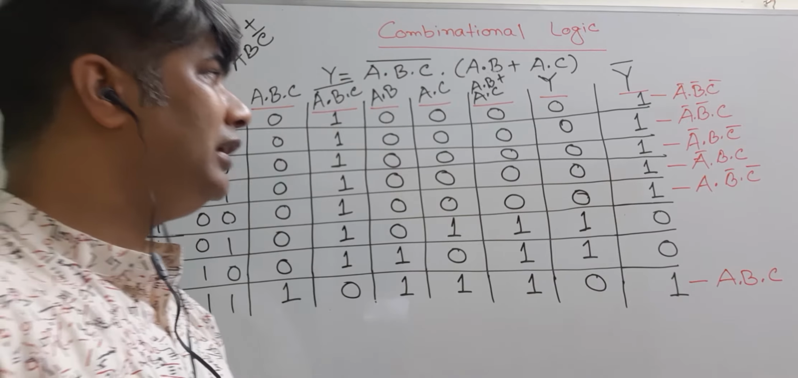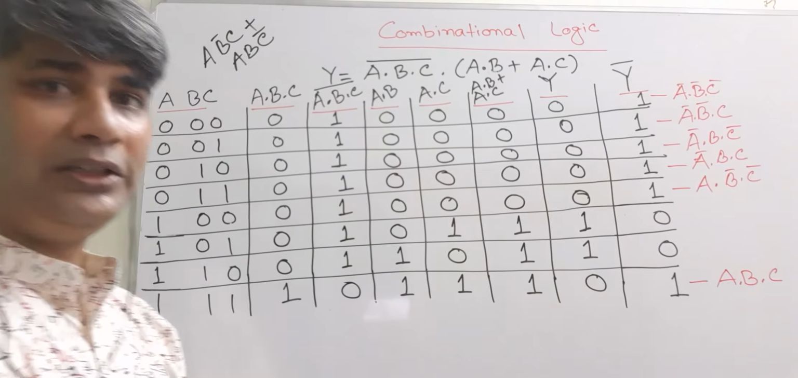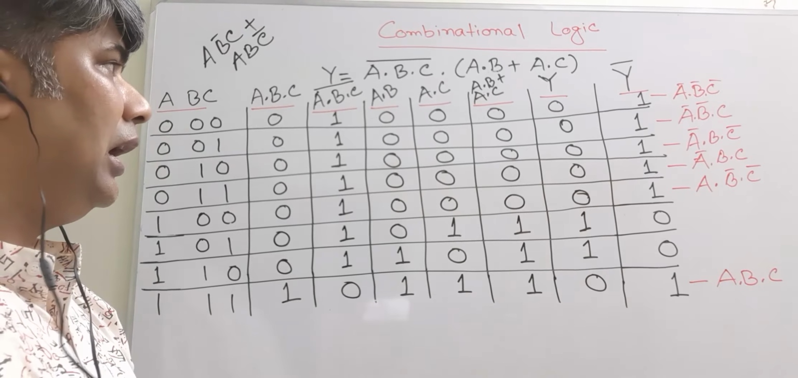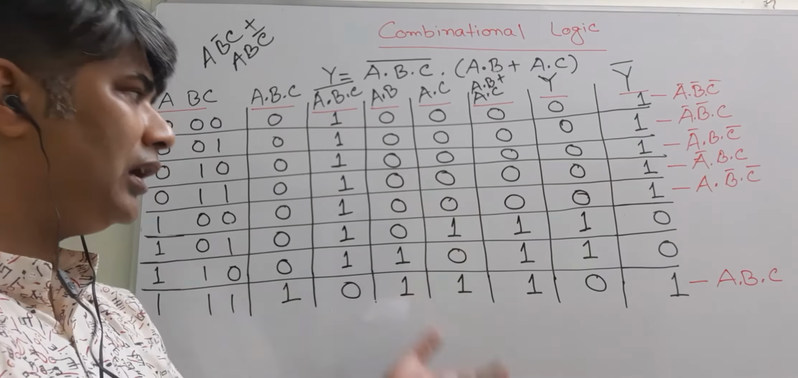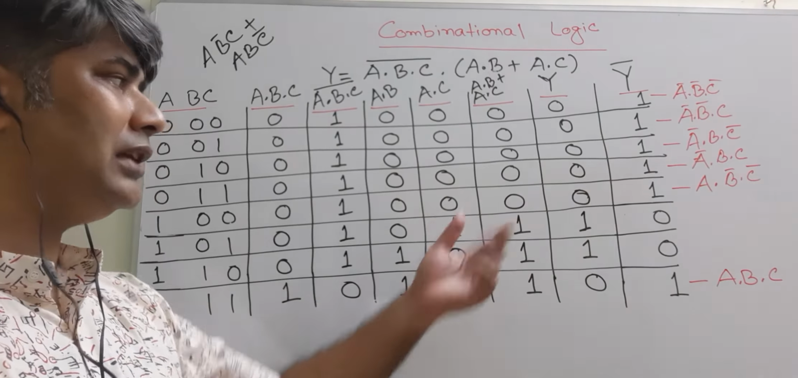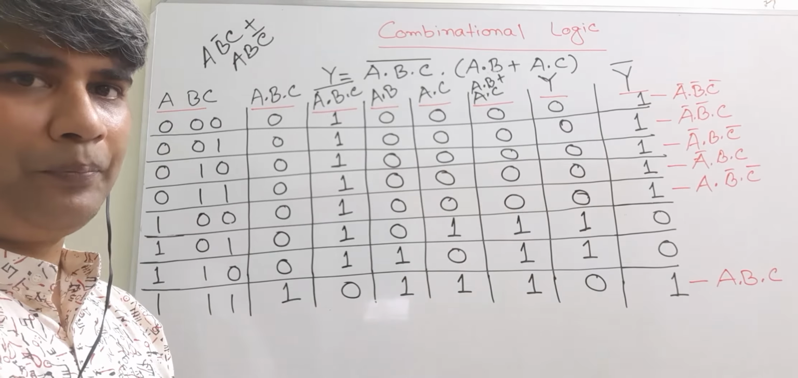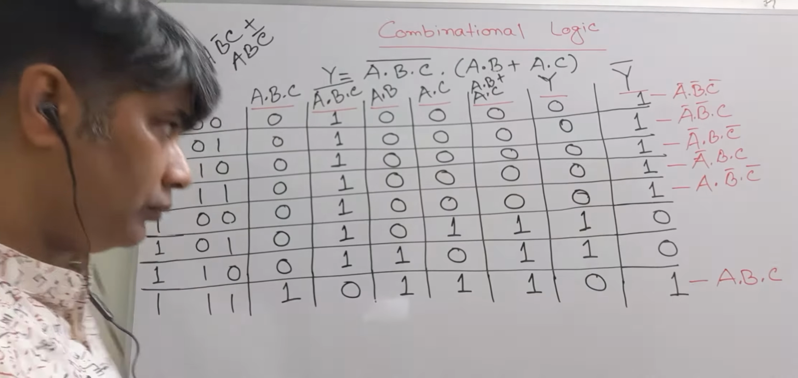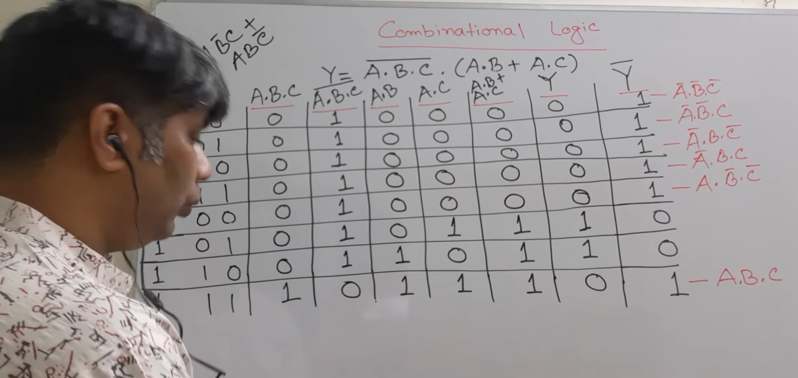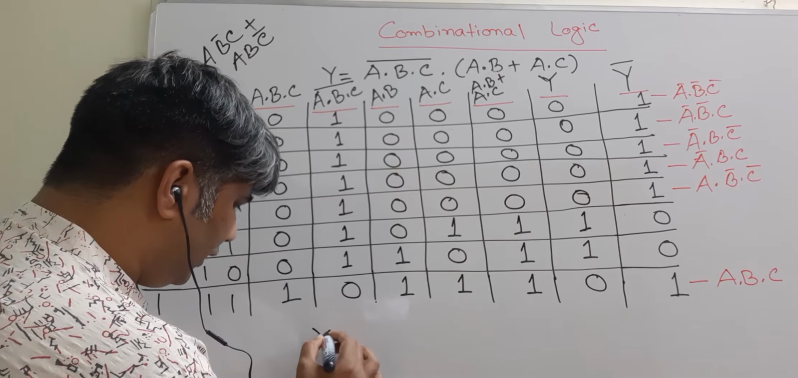Now why did we do this? Actually, in the last segment we figured out the sum of product. Now we are trying to figure out what would be the product of sum. So let's try this. What would be the value of y prime then?